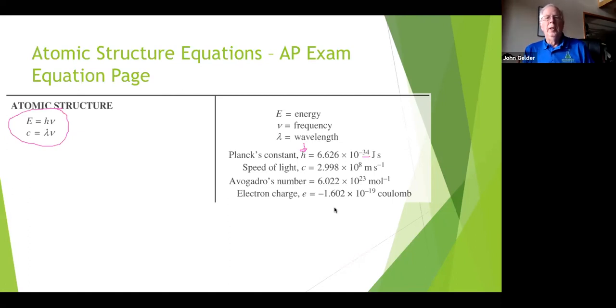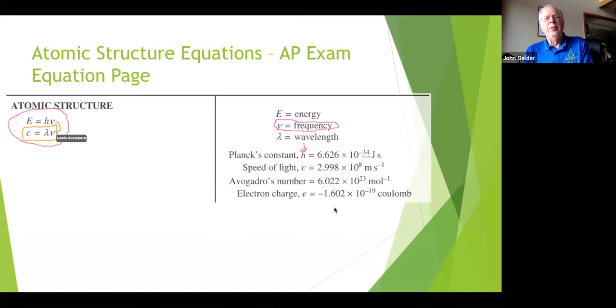And nu, frequency, which is there above Planck's constant, is that other variable in that equation. And then below E equals h nu is c, the speed of light, is equal to lambda, the Greek letter for wavelength, and nu, again, for frequency.